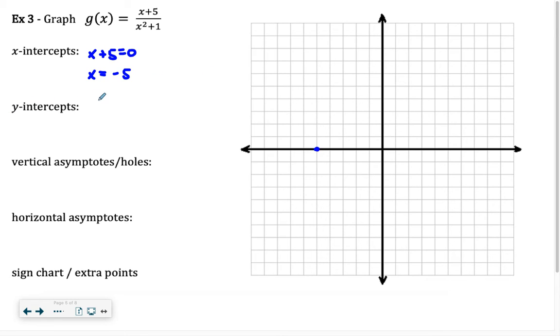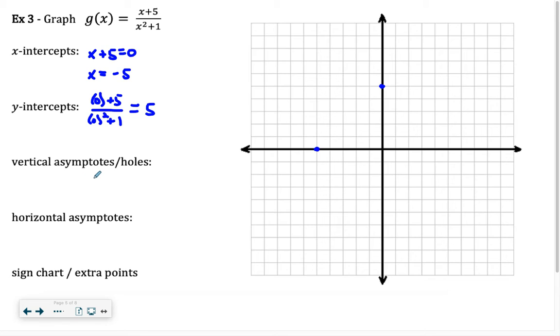Then y-intercept, right, is setting x equal to 0. So we'll have 0 plus 5 over 0 squared plus 1. So I just have 5 over 1, which would just be 5. So at 5 right here, I know that point is on the graph.